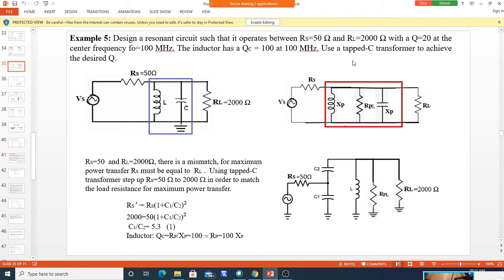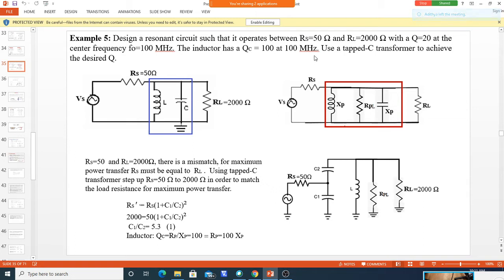Use a tapped C transformer to achieve the desired Q. But the quality factor of the capacitor is not stated here, so you can assume it is a perfect capacitor, with quality factor infinity. Because it is not mentioned, you can treat it as a perfect capacitor. But the inductor is imperfect, so you should consider its quality factor. That is given here.